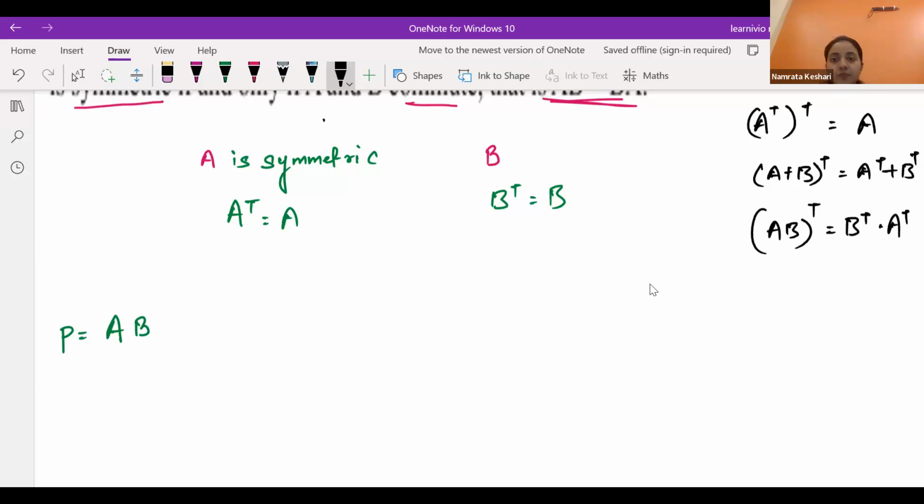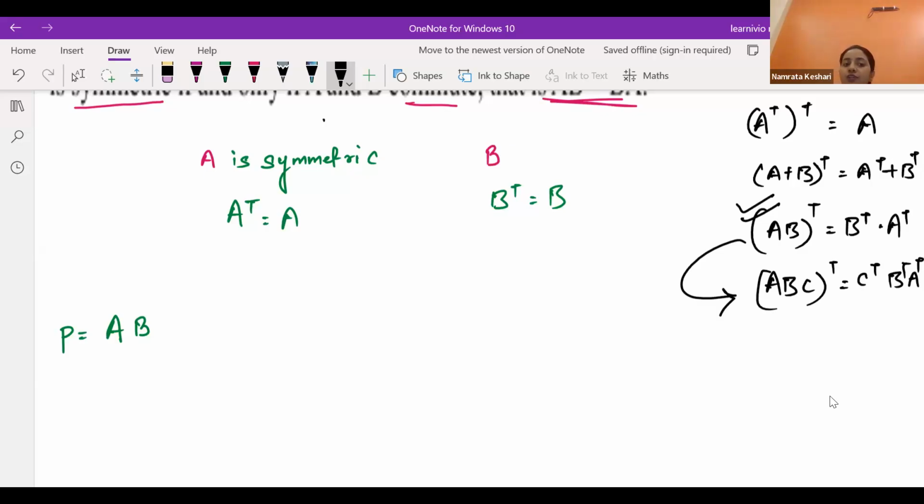Yes. Similarly, if we are having ABC transpose, it is the same as C transpose, then B transpose, then A transpose. You must have learned the second last rule, but the same is applicable for 3 matrices also. Getting it? Yes. So if you understand all these rules, then let's use these rules. We want to check AB transpose.